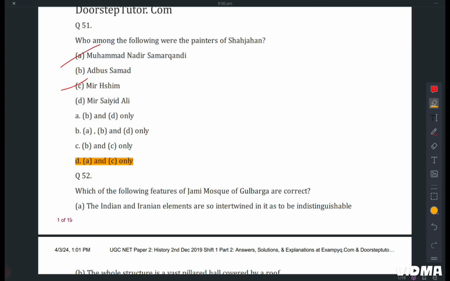Under Shah Jahan, Mughal campaigns continued, but art and architecture were also patronized by Shah Jahan. Therefore, it flourished a lot during his period.